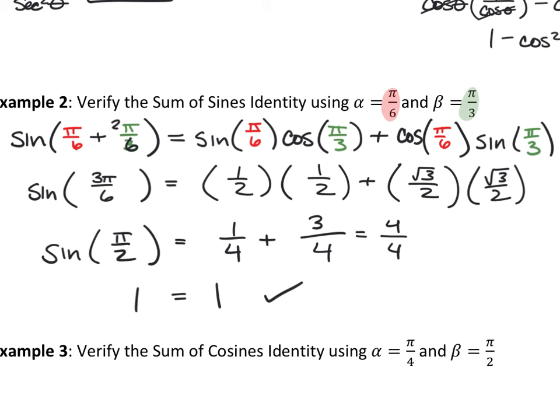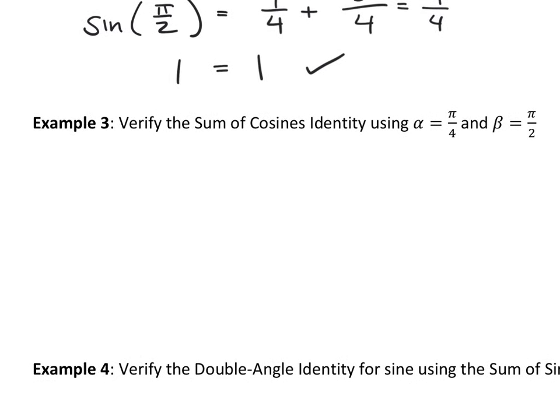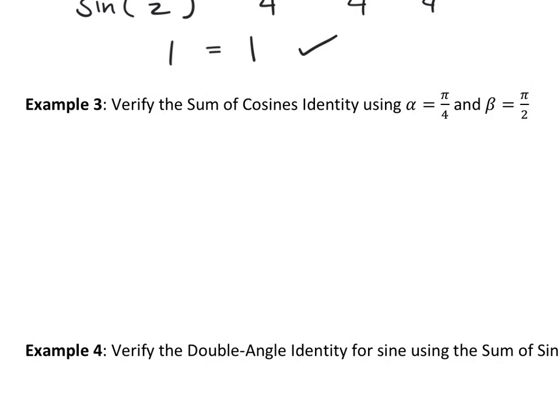Can I let you try the next one? How about I do half of the next one and you do the other half? The half that I'm going to do is the easy part, though, so you're welcome. We're going to verify the sum of cosines, so different formulas, using alpha being equal to pi over 4 and beta being equal to pi over 2.